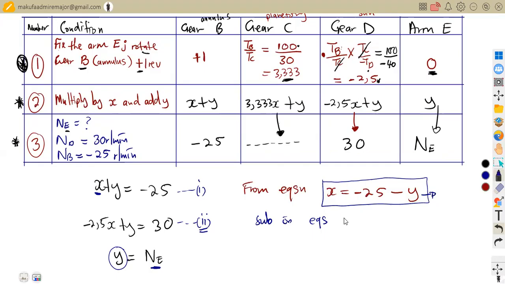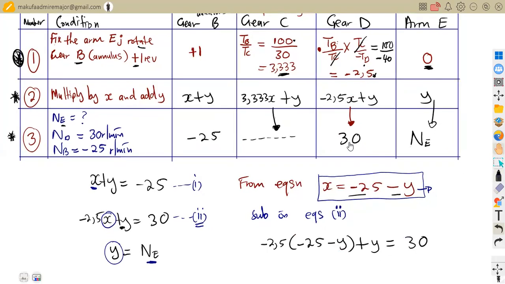You're going to substitute in equation 2 so that we remove this x and have it in terms of y. So it was minus 2,5x, so it's going to be minus 2,5 times x, which is this x that we have here. So it's going to be minus 25 minus y like this, all right? Then there is a plus y that is already there, so we're going to have plus y is equal to 30. As you can see, we are just left with y in this equation, so we can solve for y.